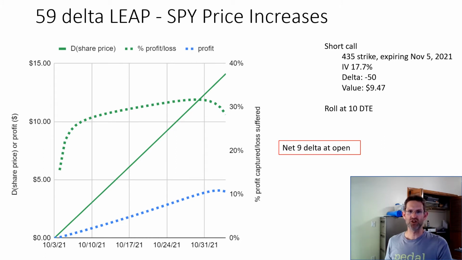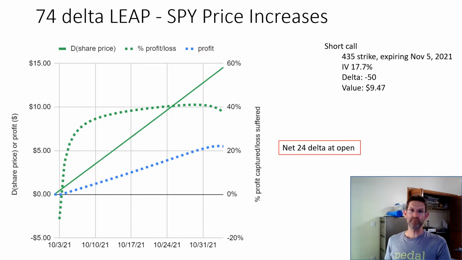Okay, so in this case, the short call has -50 delta. And actually, in all cases, the short call has -50 delta. And since the LEAP has a delta of +59, the net delta is +9 when we open the spread. So this spread stays profitable until the end, but I will always roll at 10 days to expiration as a matter of course.